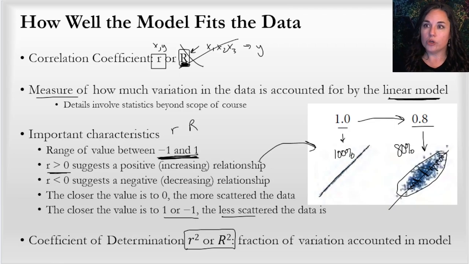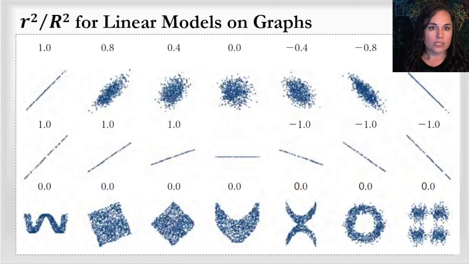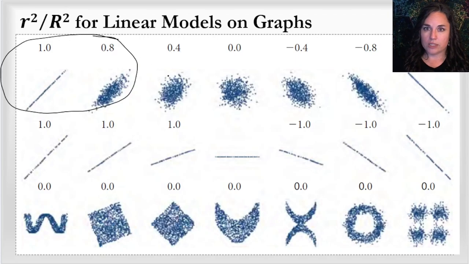So the first thing I said when we walked into regression modeling, right, is to make sure that you're drawing your graph. Always, always, always graph your data. Always graph your data. And what we're looking for, and this is where I'm going, is the R squared, right? R squared for linear models on graphs. So I showed you these two on the previous slide, right?